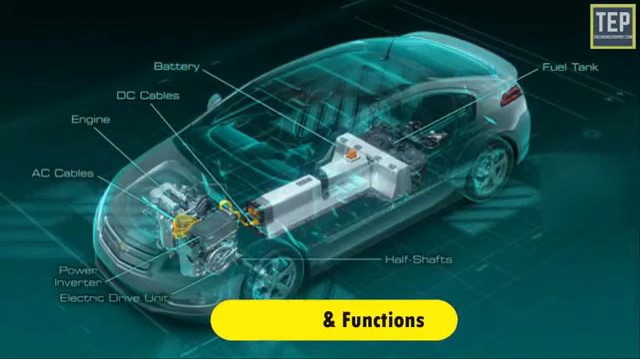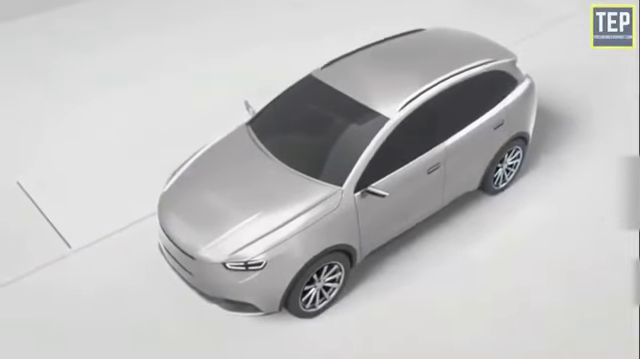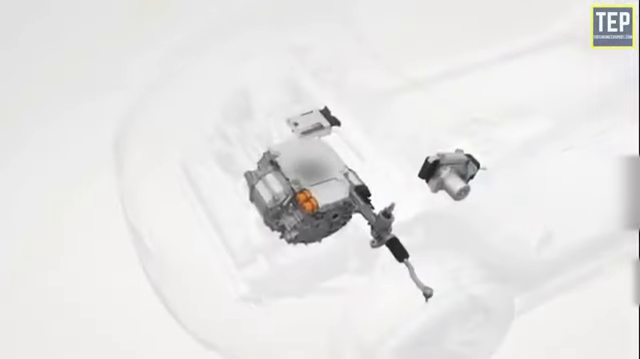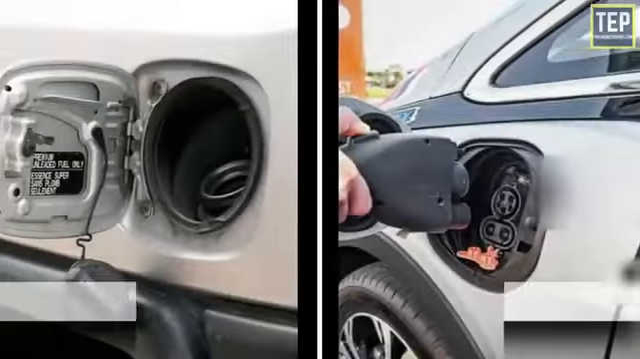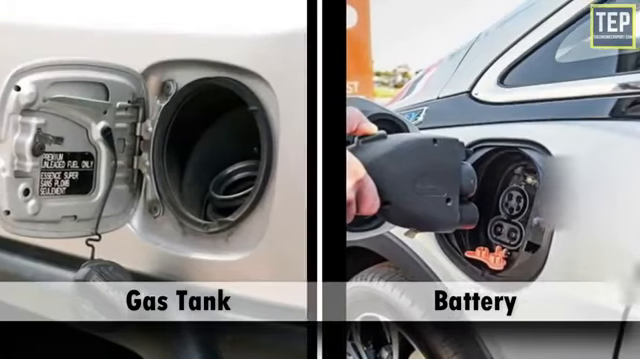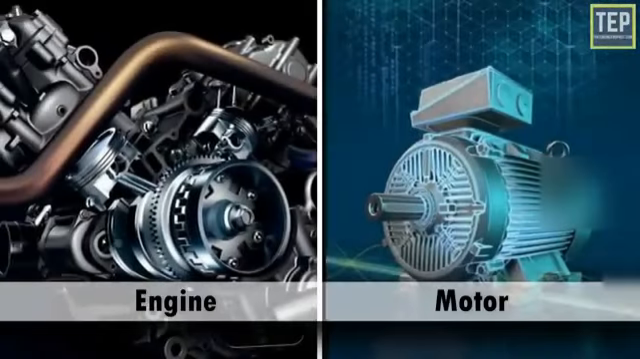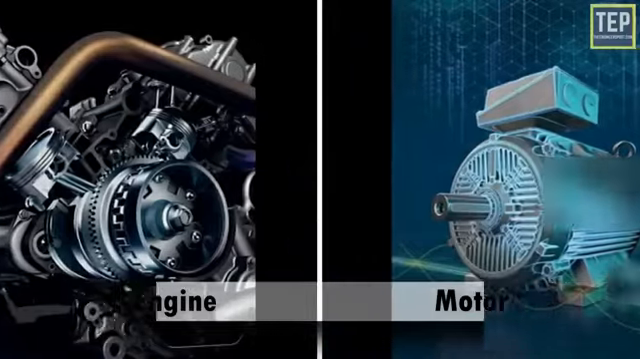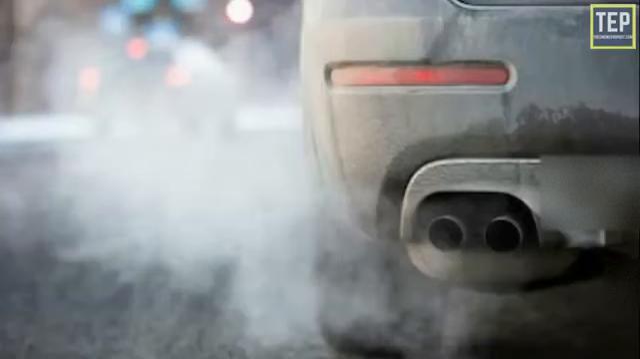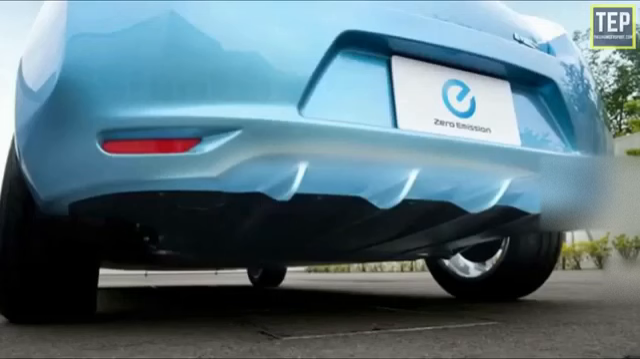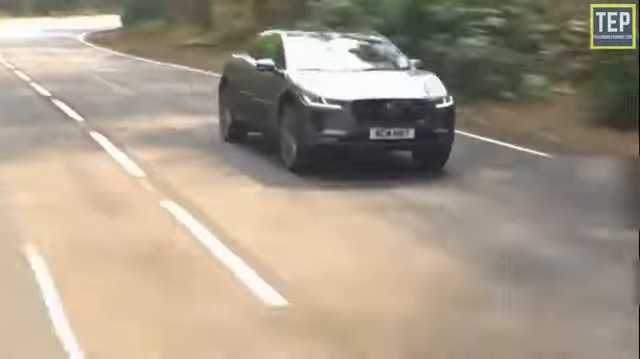And even if you've never driven an electric car, it's still relatively simple to wrap your head around its main parts. For example, instead of a gas tank, they have batteries. Instead of an engine, they have an electric motor. And instead of a tailpipe, well, they've got no tailpipe. Simple, right? But there are a few other parts that an EV owner should understand.